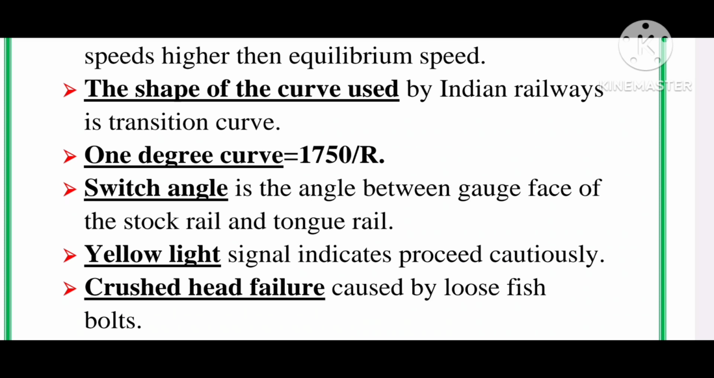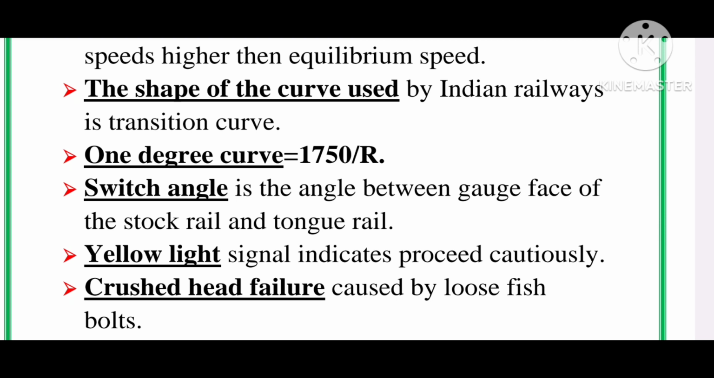Switch angle is the angle between the gauge face of the stock rail and tongue rail. Yellow light signal indicates proceed cautiously.